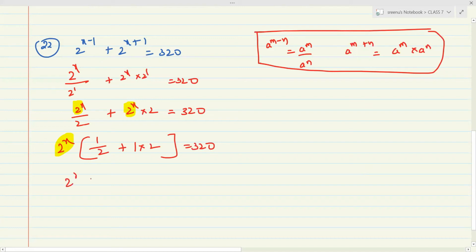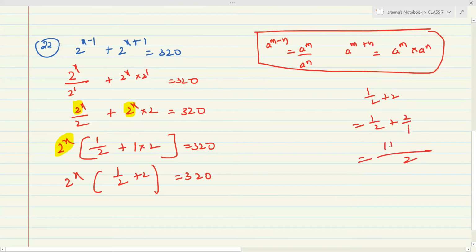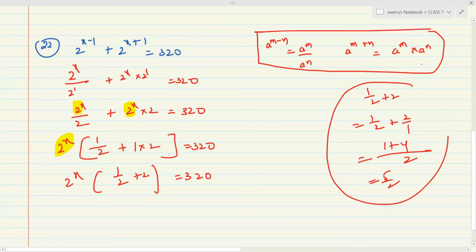Now 2 power x, and for this we have to take the LCM. 1 by 2 plus 2. I am doing it in the rough column. 1 by 2 plus 2 is equal to 1 by 2 plus 2 by 1. 2 is the LCM. 1 plus 4, 5 by 2 you will get. So 1 by 2 plus 2 is 5 by 2, equal to 320.